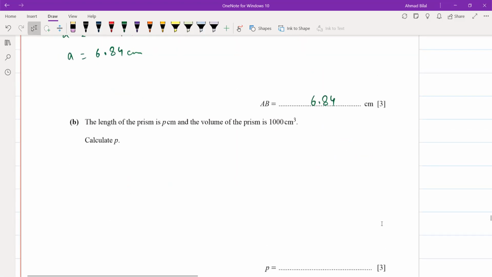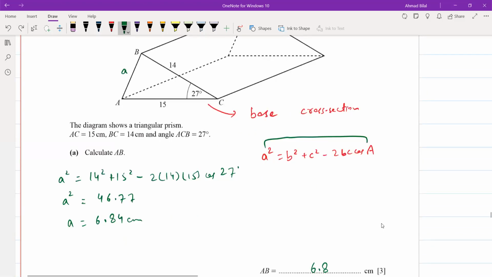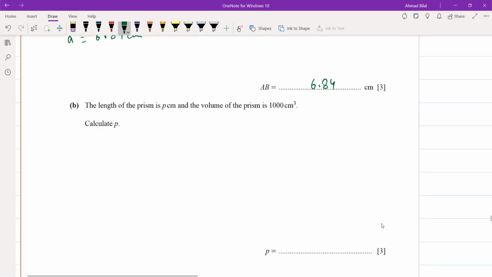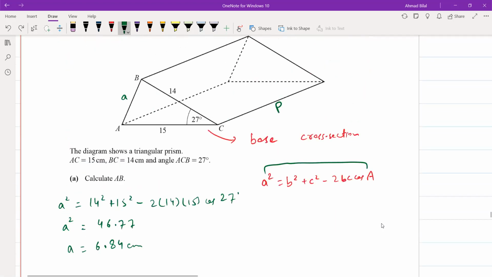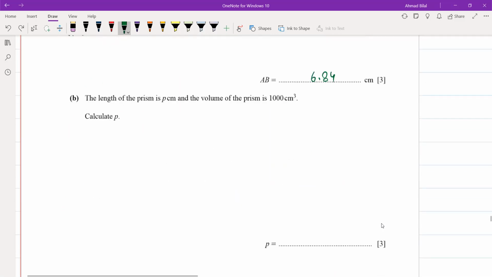the length of the prism is p centimeters. The length of the prism, यानी कि इसकी बात करें, this length here, this is p centimeters. This is p, and the volume of the prism is 1000 centimeter cube. Calculate the value of p. Okay, now remember, prism का volume का formula क्या होता है? Prism का volume is given by area of base multiplied by the height.